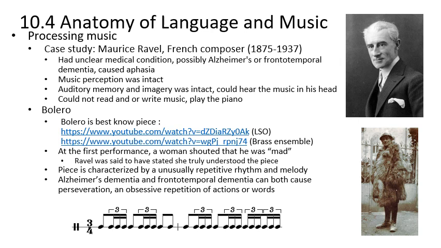People have looked back and believe that the unusual repetitiveness of Bolero, which is kind of why it's so well known, might have actually been due to the degenerative disorder that Ravel was suffering from. In Alzheimer's dementia and frontotemporal dementia, there's a symptom called perseveration, which is an obsessive repetition of actions or words. And they think that this repetitive rhythm and the repetitive melodies might have actually been a symptom of this degenerative disorder that Ravel was suffering from.